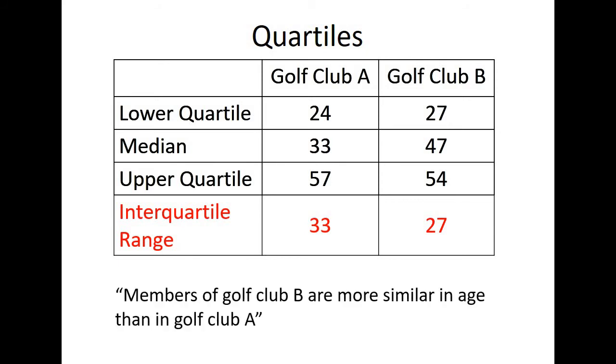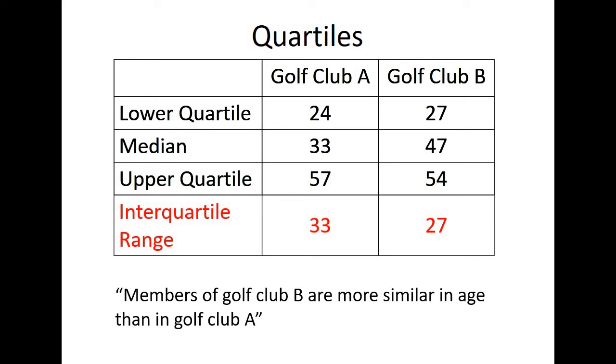Okay? And in context, we could write a sentence, something like this. Members of Golf Club B are more similar in age than Golf Club A. You could just equally say members of Golf Club A have ages which are more spread out than Golf Club B. Okay, they're less consistent. And always, when you're answering this kind of question, refer to the numbers.